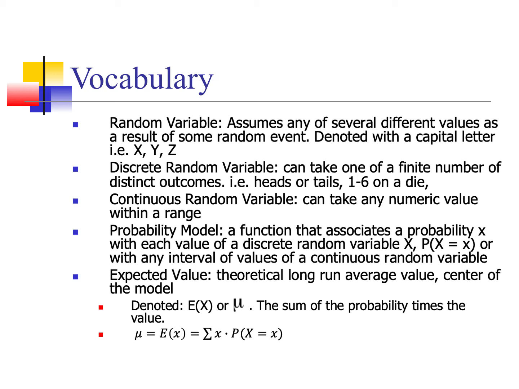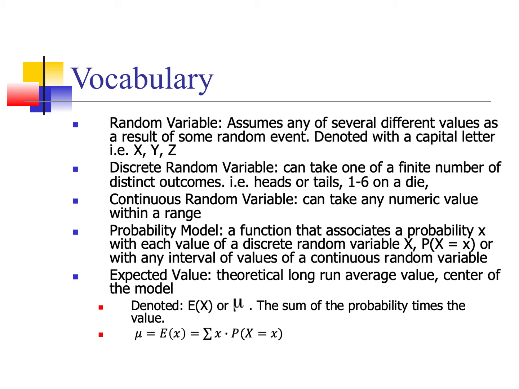A random variable that is discrete takes one of a finite number of distinct outcomes. If we're talking about Greedy Pig, we had distinct outcomes. You either got 1 point, 2 points, 3 points, 4 points, 0 points, or 6 points. A continuous random variable can take a range of values, and those are less commonly used in our class.